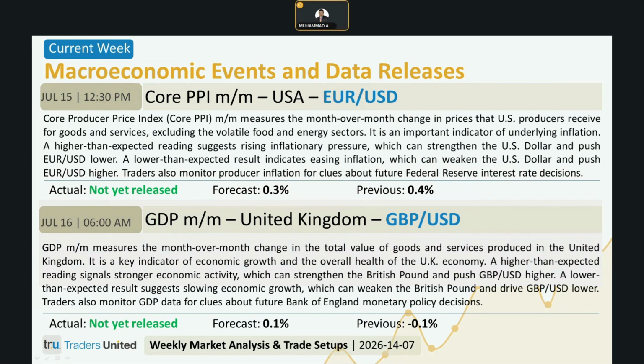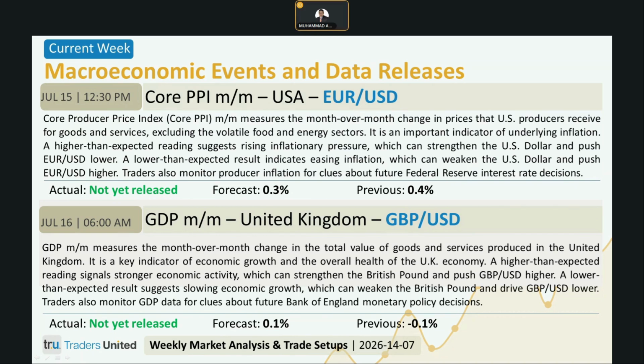So the PPI measures the monthly change in prices received by US producers for goods and services, excluding food and energy. It is published by the US Bureau of Labor Statistics. Core PPI is a leading indicator of inflation because higher producer costs may later be passed on to the end user or the consumer. The Federal Reserve closely monitors this report when making interest rate decisions.